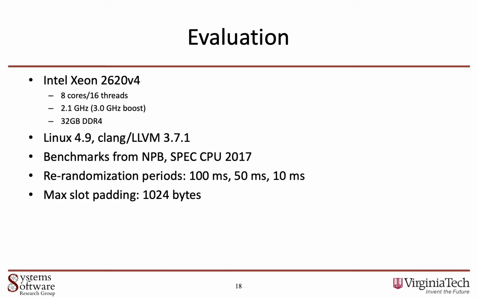Benchmarks were run on Linux 4.9 using Clang LLVM 3.7.1, which is the Popcorn compiler version. We use benchmarks from the NASA Parallel Benchmark Suite and SPEC CPU 2017. For re-randomization periods, we use 3 separate periods of 100 milliseconds, 50 milliseconds, and 10 milliseconds. Decreasing re-randomization period means more frequent re-randomizations. Finally, we configure Chameleon to use a maximum inter-slot padding of 1024 bytes.